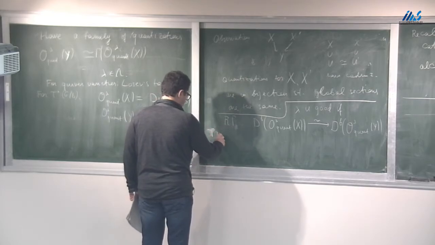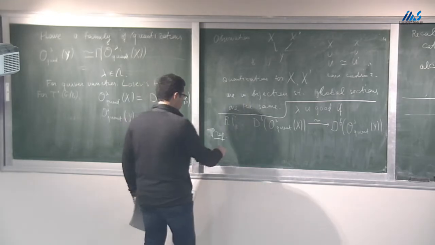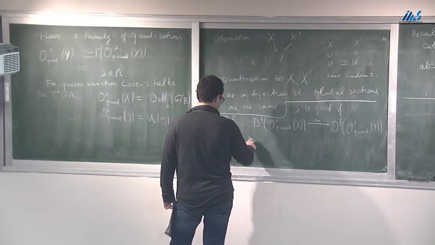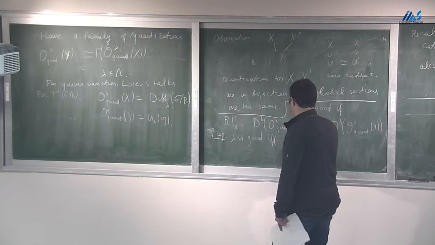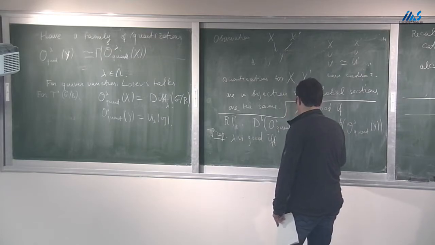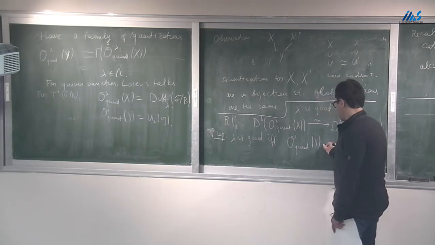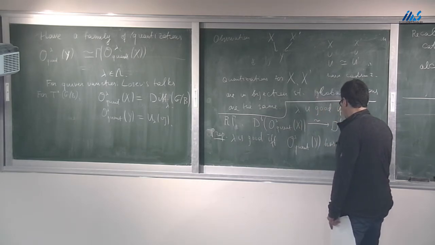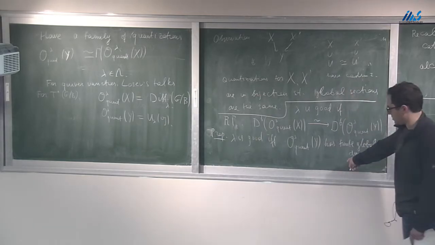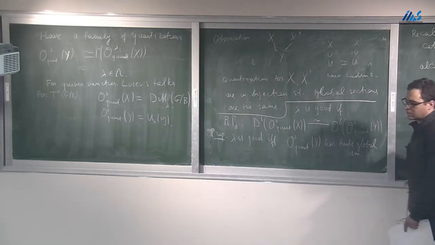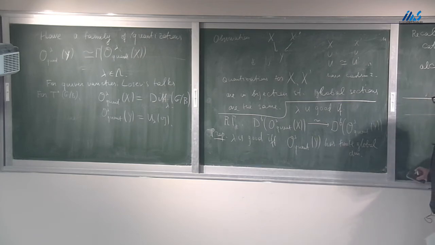But the next thing is this easy proposition: lambda is good if and only if the algebra O lambda quantum of y has finite homological dimension, finite global dimension. In particular, this shows that this notion is independent of x. What? No, I mean it's known in many cases in characteristic 0 and maybe in all cases in characteristic P. I don't think it's known in full generality in characteristic 0.